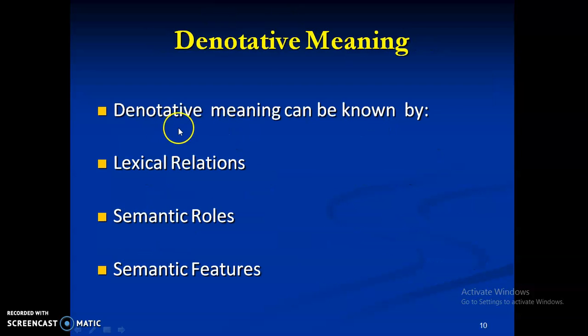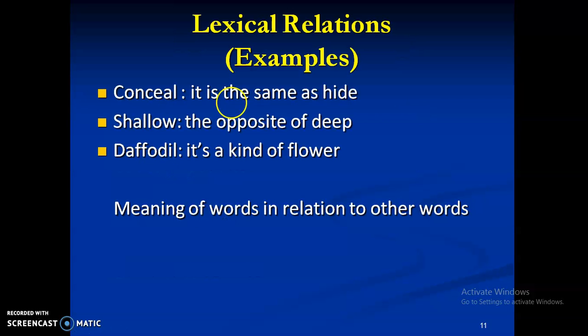Now, denotative meaning can be known by three processes or three mechanisms. One is lexical relations, then semantic roles, and semantic features. In a series of lectures, I'll discuss all these processes. But what is lexical relations? Lexical relation is actually the meaning of words in relation to other words. So, if we don't know the meaning of a word, what do we do? We bring another word in relation to the particular word.